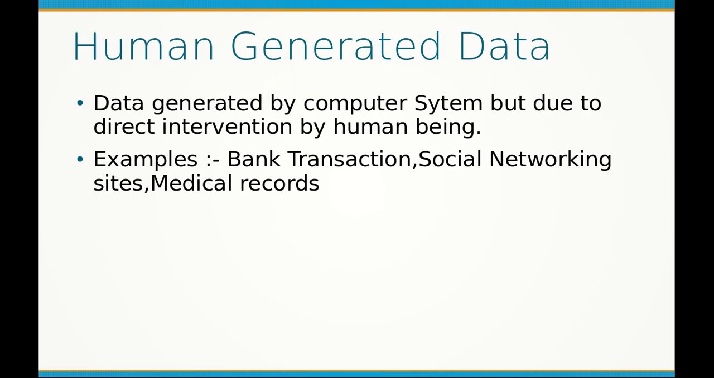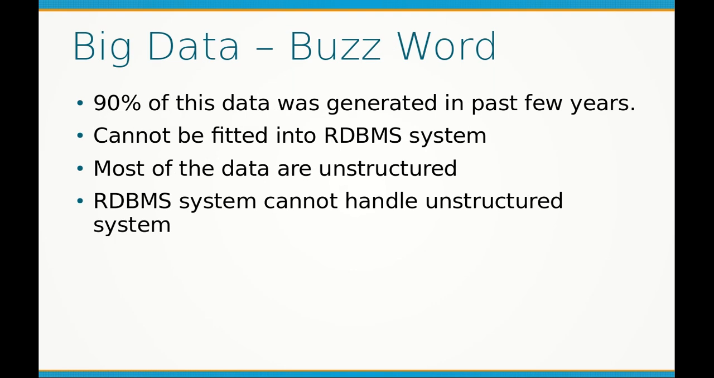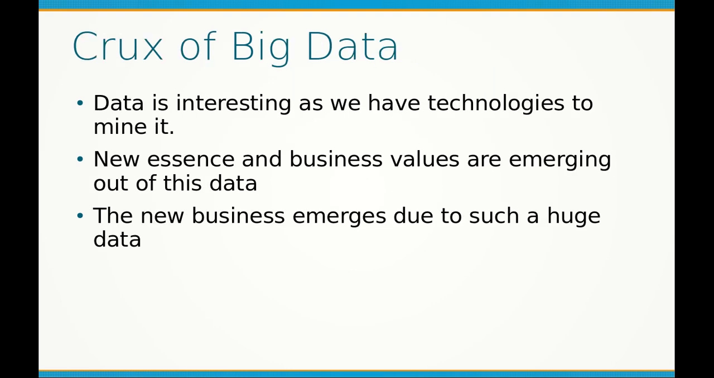This is why big data has evolved in recent years: a lot of data has been generated in the past few years, and the RDBMS system is incapable of handling such a huge amount of data because of its schema, its built pattern, which holds only structured data. It cannot hold unstructured data.